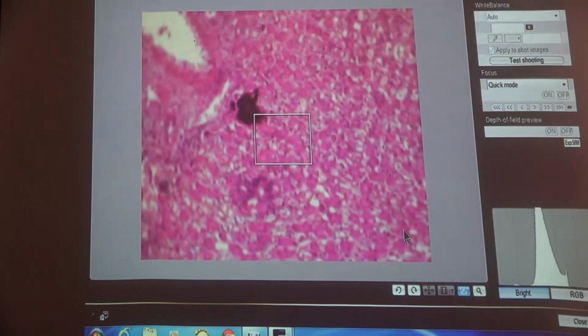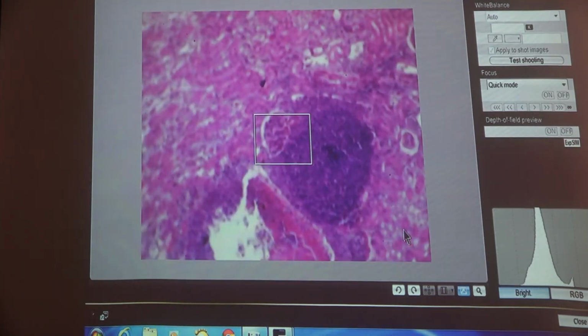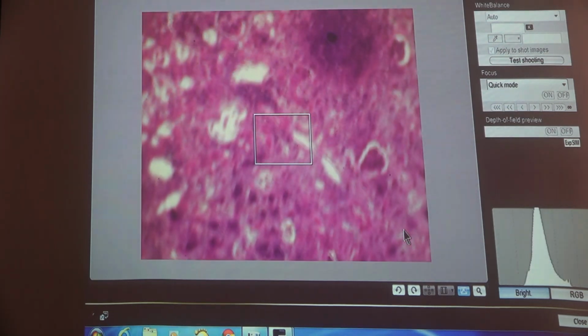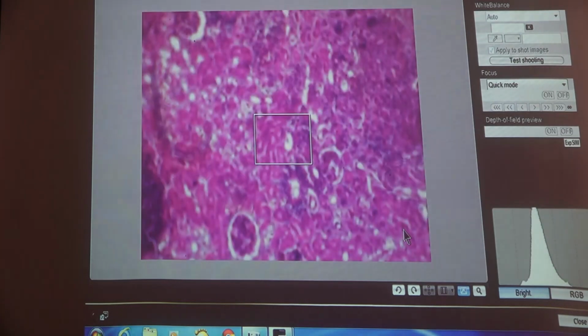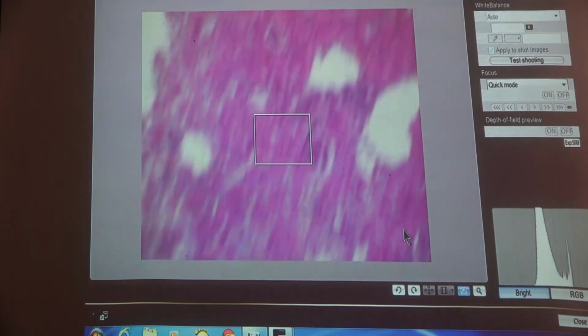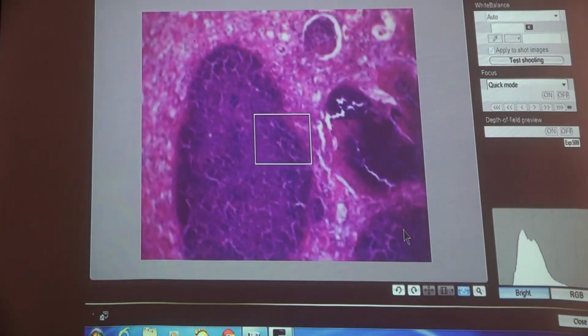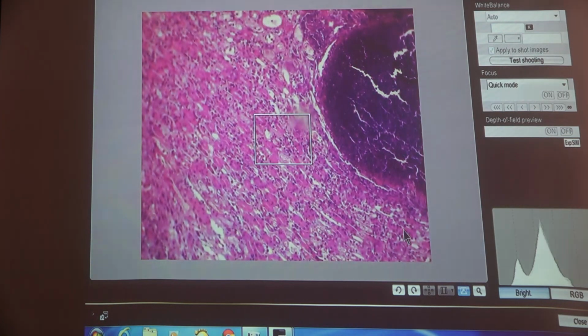These are tubules. This is an abscess area, and also this is an abscess area. It is called suppurative inflammation, acute suppurative inflammation of the renal parenchyma. This is an example of acute pyelonephritis.